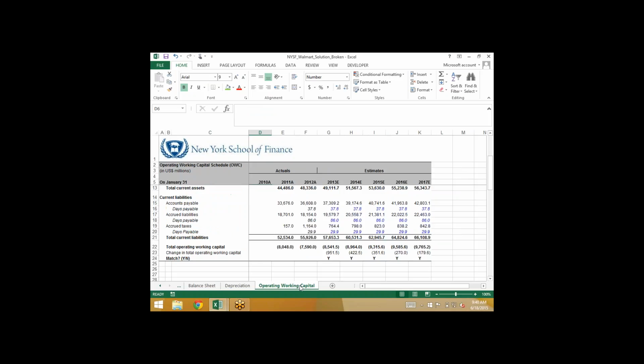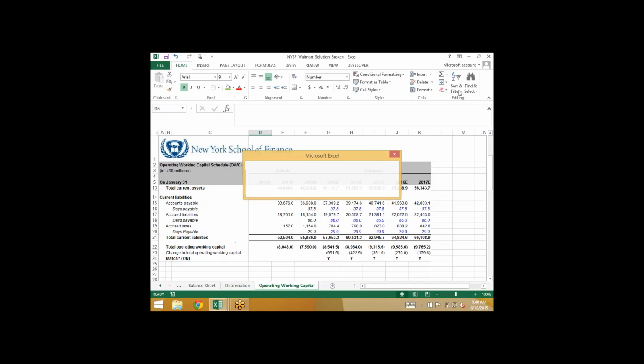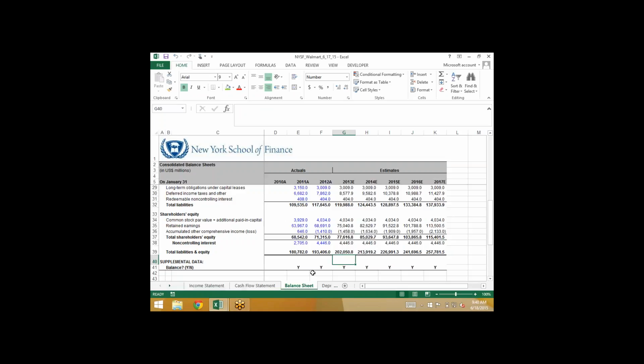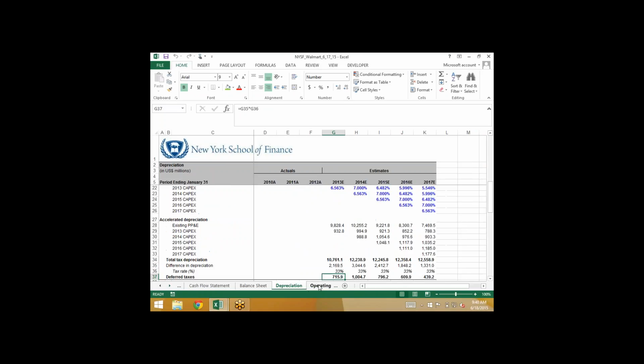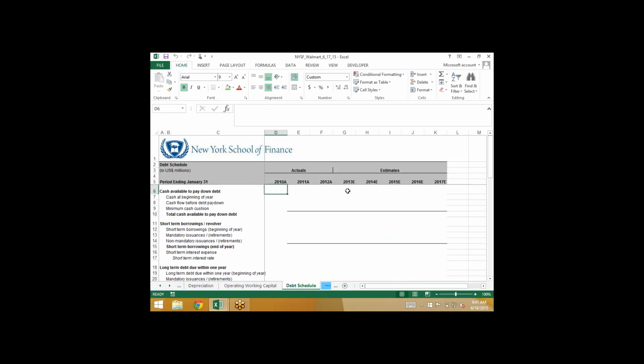So let's start looking at the debt schedule. If you, let me pull up the right model here, not this model. If you look at yesterday's model, we have everything done except for the debt schedule.